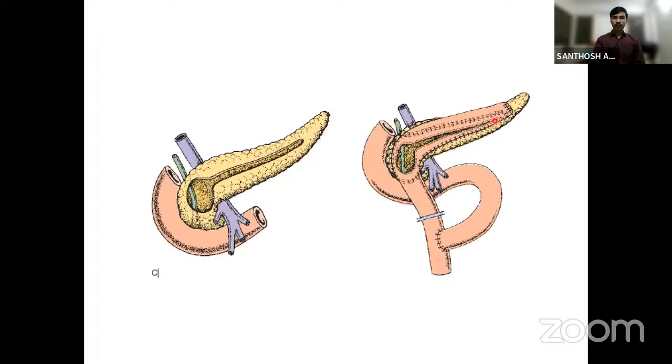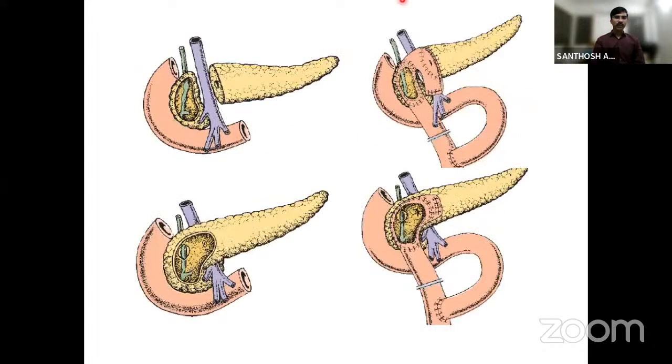Single anastomosis of jejunum. So this is the Beger procedure. In this, we can see the amount of head cored is more and the neck is transected. We don't lay open the duct. Instead, we do two different anastomoses: one to the cored head, another to the duct.